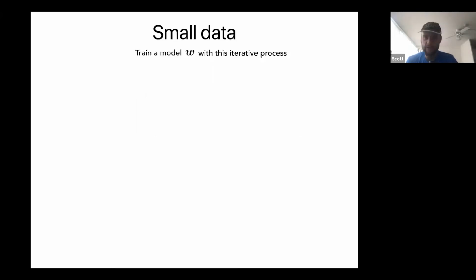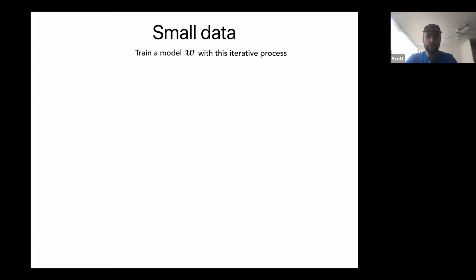To see exactly what I mean by that, let's step through a use case where we have small data and we can use the entire data set, and see how big data is different for the training process. Here we're going to find a model W via some iterative process. It might be SGD, might be AdaGrad, maybe some iterative optimization process, which is really all optimization.